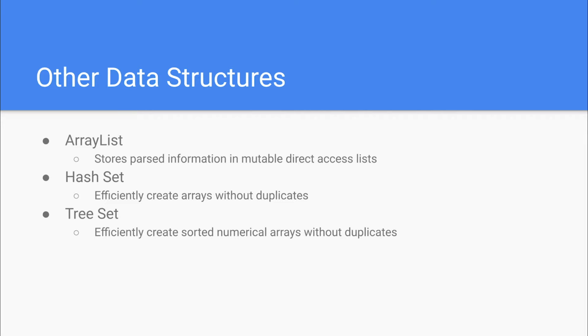Other data structures that we use include an array list, which allows us to store general information about the source code to generate inputs. We also use a hash set. This allows us to create a set that does not contain any duplicates in Theta(n) time. Similar to a hash set, a tree set lets us efficiently create a set without duplicates, but also has the property of being sorted. This takes O(n log n) time.